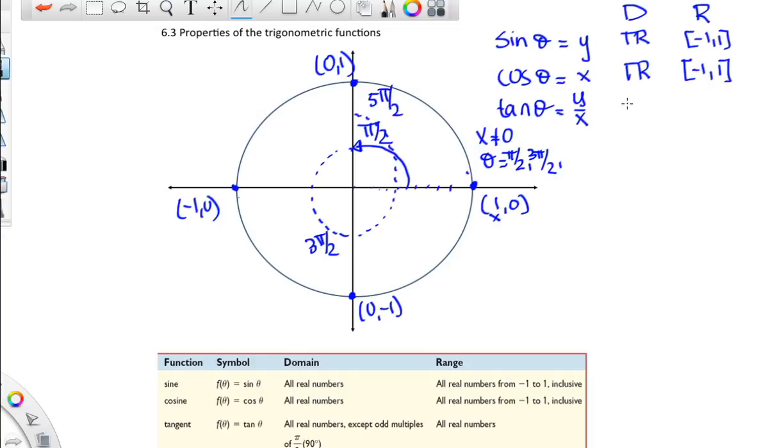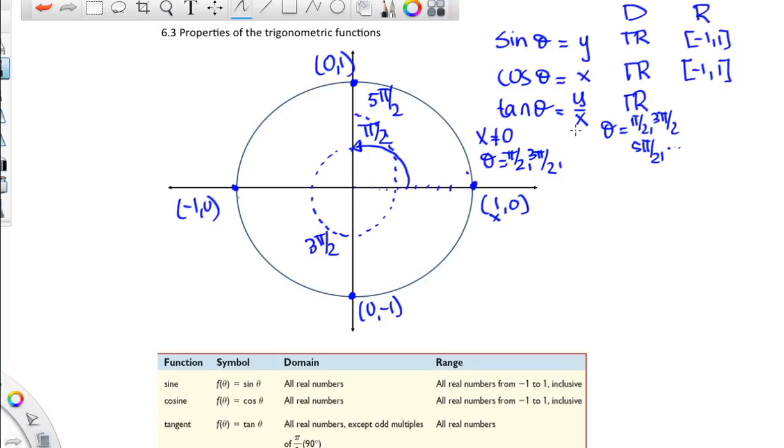So one way you can write that is to say that theta can be all real numbers, except theta cannot be equal to pi over 2, 3 pi over 2, 5 pi over 2, and then just repeat the pattern. Okay. The range for tangent is a little different than what you get over here.